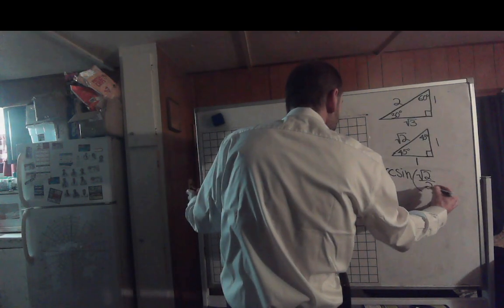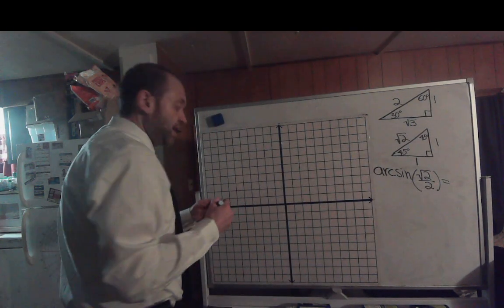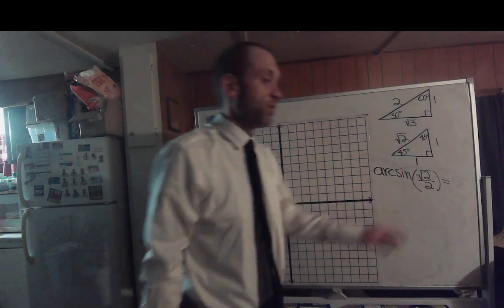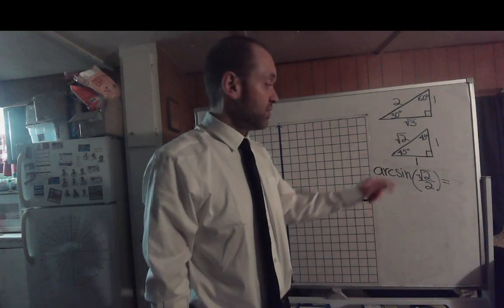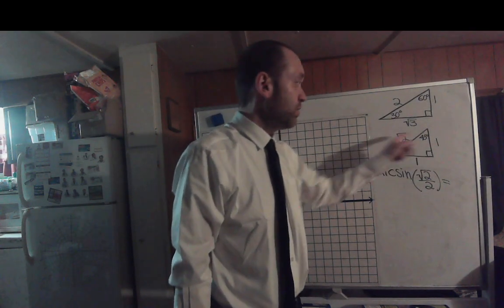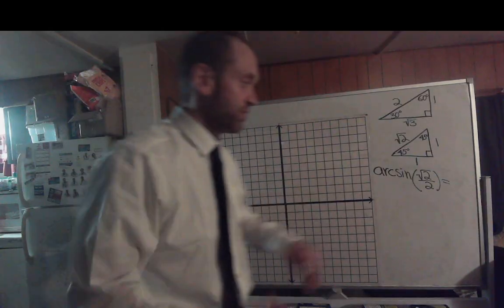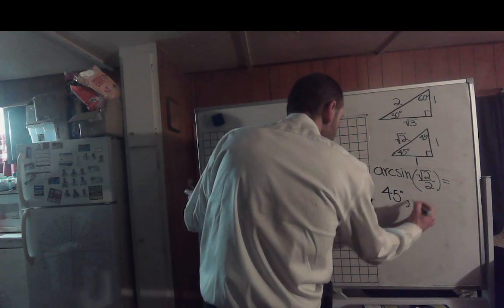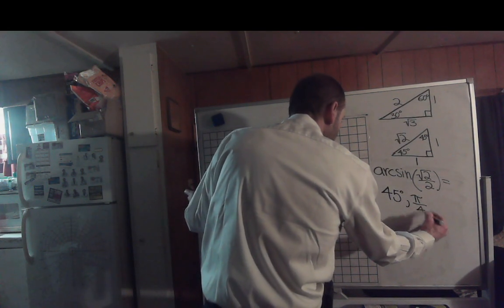The arc sine of the square root of 2 all over 2. So what angle gives us a sine of positive square root of 2 over 2? If you look at your 45, 45, 90 right triangle, the sine of 45 is 1 over the square root of 2, which is the same as the square root of 2 over 2. So your answer is going to be 45 degrees, or pi over 4 radians. I think I got 2 more of these, and a few other problems.